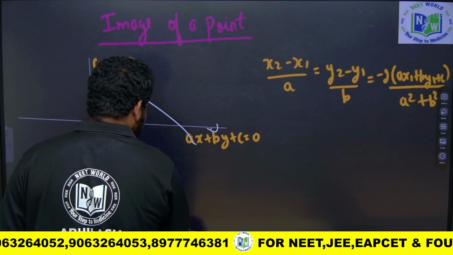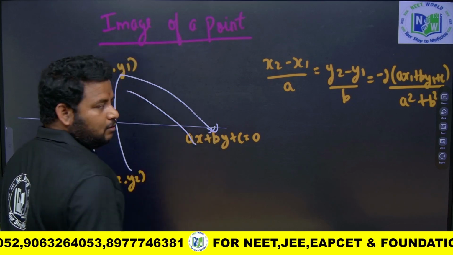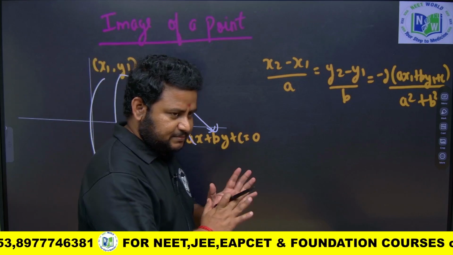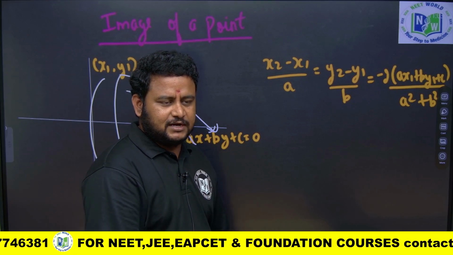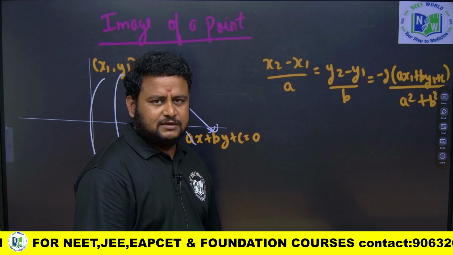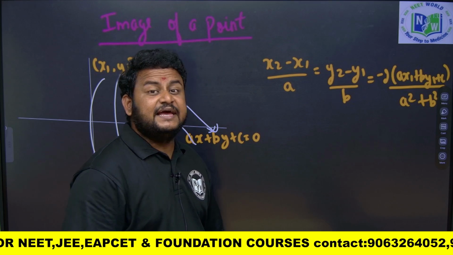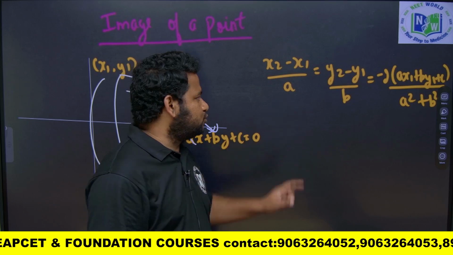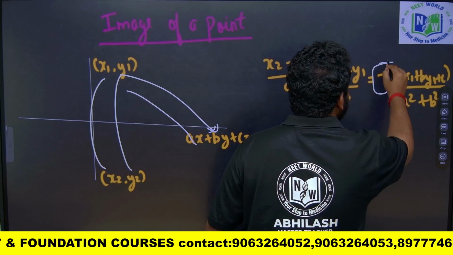y2 minus y1 by b. But here it is similar to the foot of the perpendicular. Foot of the perpendicular is given by minus of (ax1 plus by1 plus c) divided by a square plus b square. There is no square root. But here, instead of minus, it is minus 2. This is the only thing you have to remember.